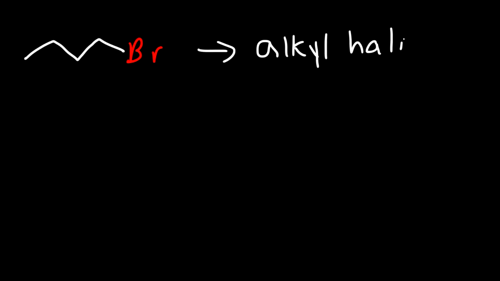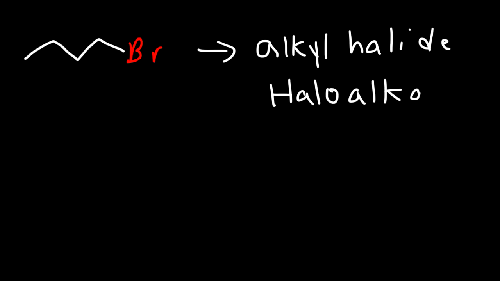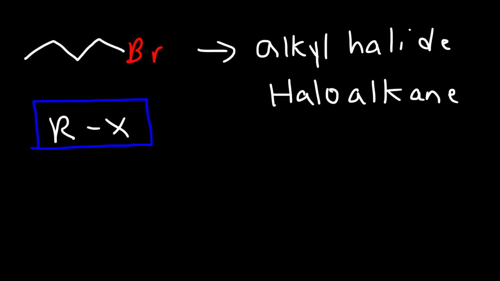Now, what about this one? What if you see a halogen attached to a hydrocarbon? What's the name for it? So the functional group for this molecule is known as an alkyl halide. Now, you can also call it a haloalkane. That's another way to describe it. And so it has the functional group RX, where R is the hydrocarbon chain and X is the halogen. It could be chlorine, it could be bromine, as we saw in this example. It could be fluorine or iodine. So that's an alkyl halide.